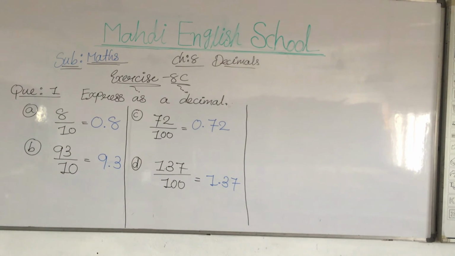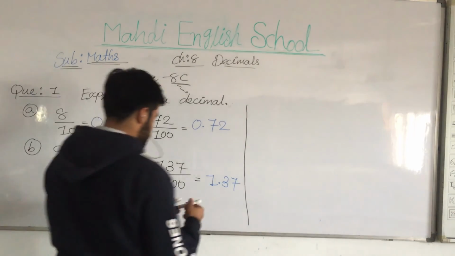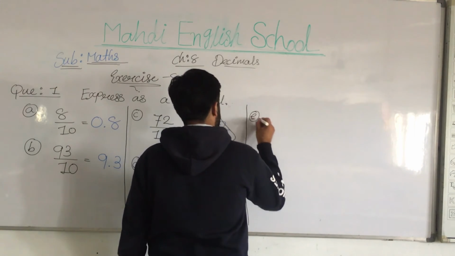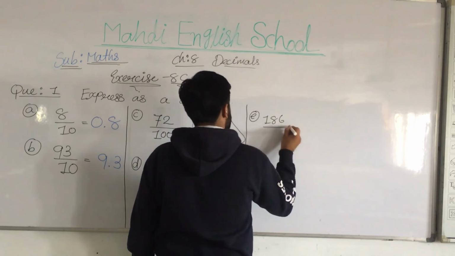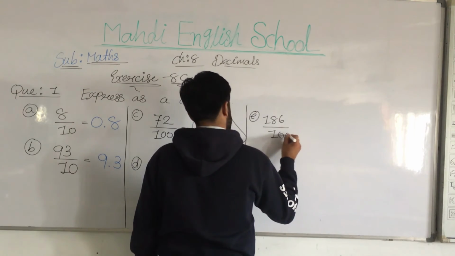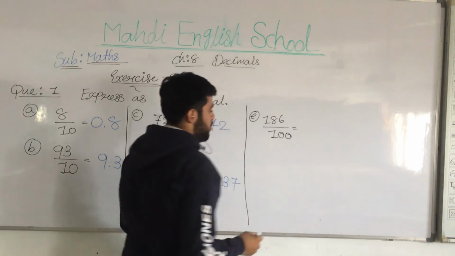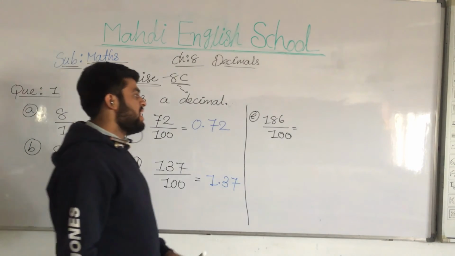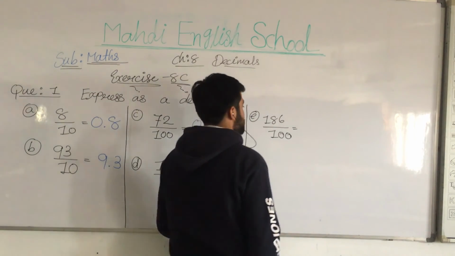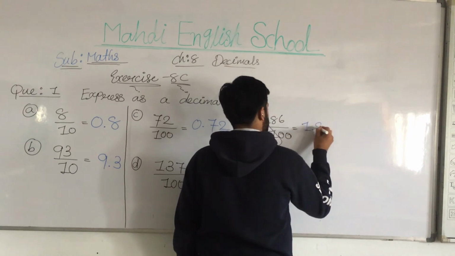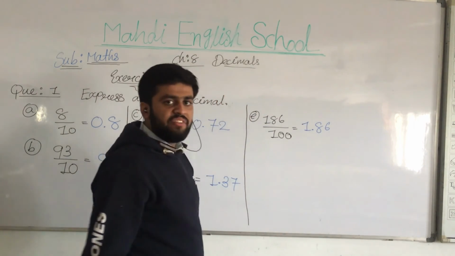186 upon 100. Here we will start question number E. What is the answer, my dear students? After the 2 digits, before the 2 digits, we have to put the decimal point. Means 1.86. That is how we have to write it.